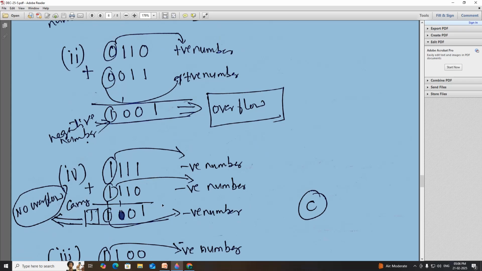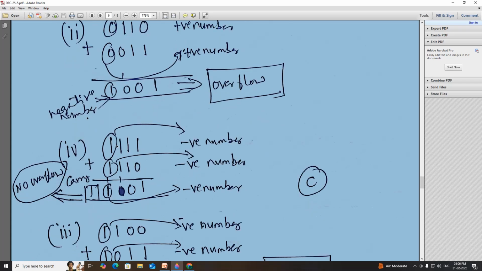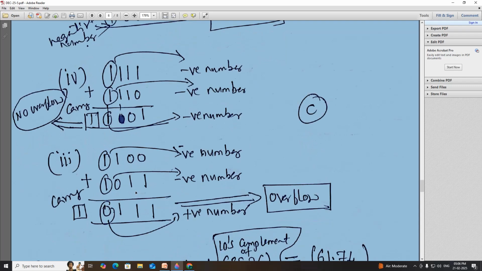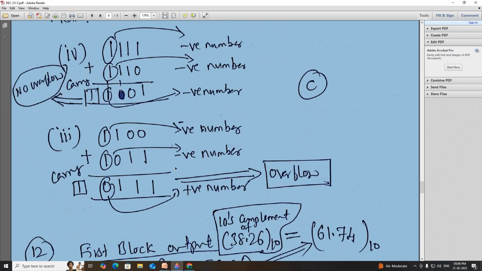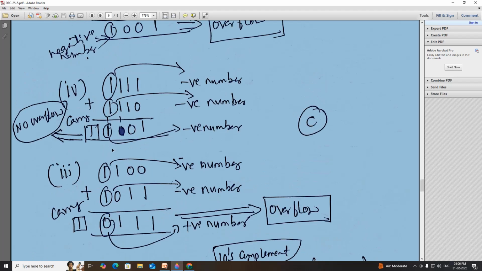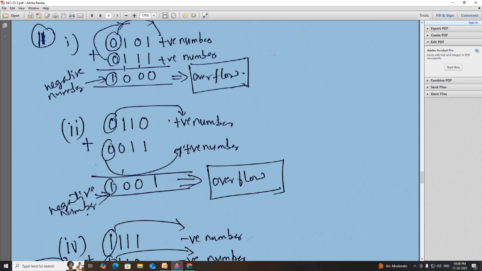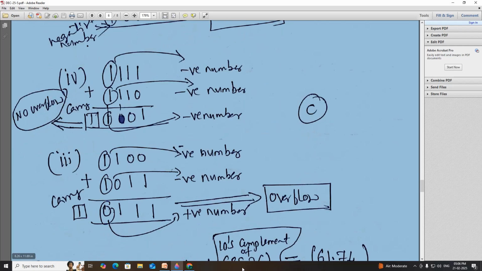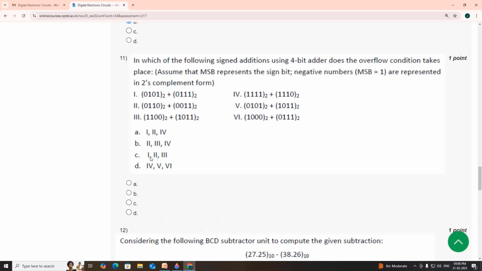Cases 1 and 2 are overflows. And there is no overflow here, because two negative numbers lead to a negative number. And in another case, these are two negative numbers, but it has resulted in a positive number. So this is again an overflow. So the answer is option C: serial numbers 1, 2 and 3. 1 and 2 are compulsory. So the answer is option C, 1, 2 and 3.